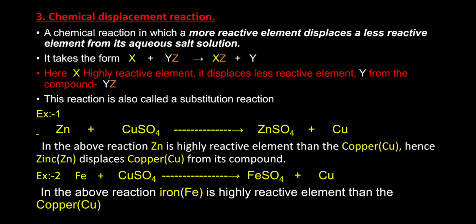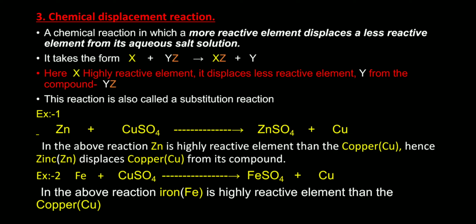Next, third one, chemical displacement reaction. A chemical reaction in which a more reactive element displaces a less reactive element from its aqueous salt solution. It takes the form X plus YZ gives rise to XZ plus Y. Look at the general form of the reaction, X plus YZ. YZ is the compound, X is the highly reactive element.